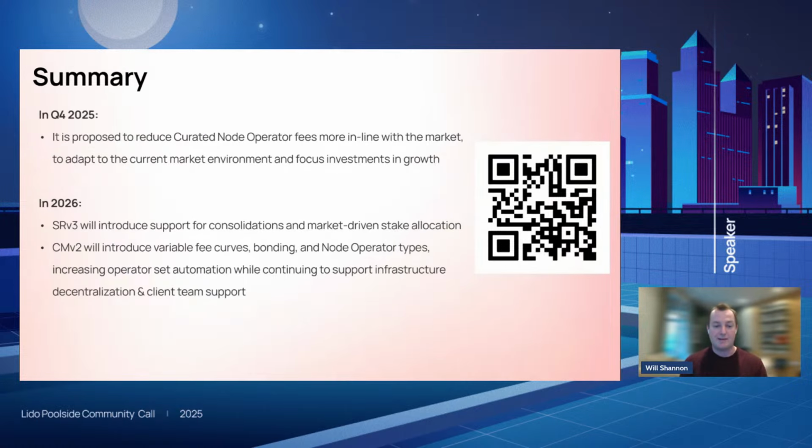So in summary, it's a lot of information, I know. In Q4 2025, so just in the next couple months, it's proposed that the fee rate for curated node operators is reduced to be more in line with the market, and to really start focusing investments on growth. During the next Lido Poolside Call and token holder call, there will be a lot more information about this. In 2026, we're expecting to add staking router v3 if accepted by the DAO, which would support consolidations and market-driven stake allocation. And the curated module v2 will also introduce variable fee curves, bonding, node operator types.